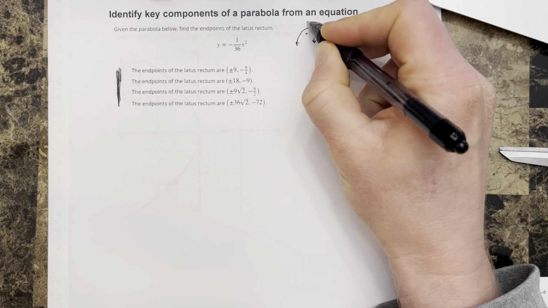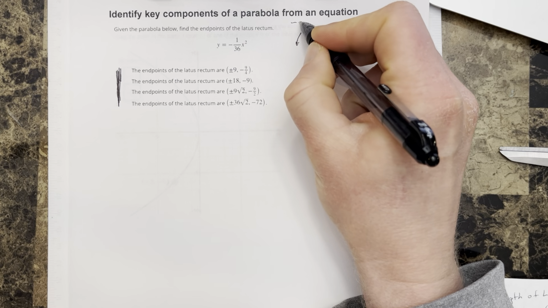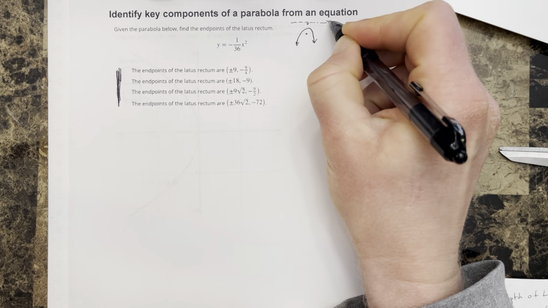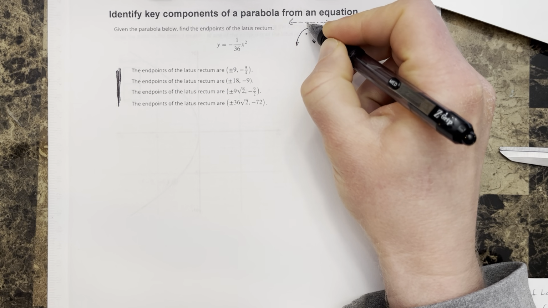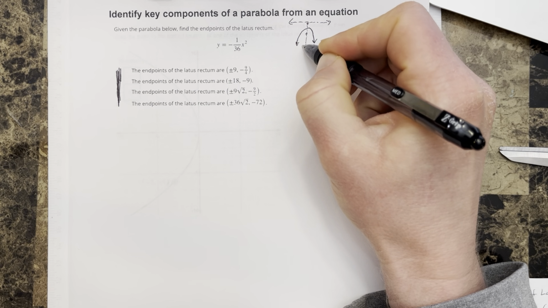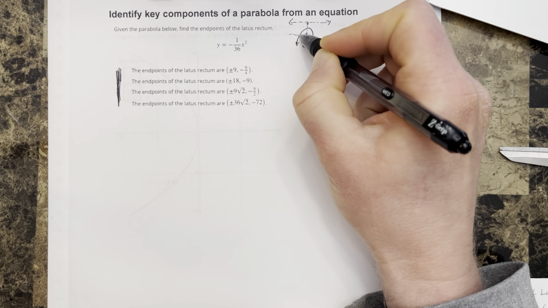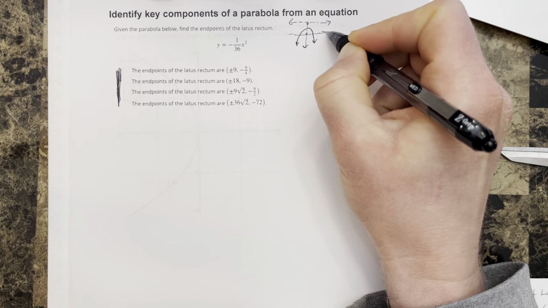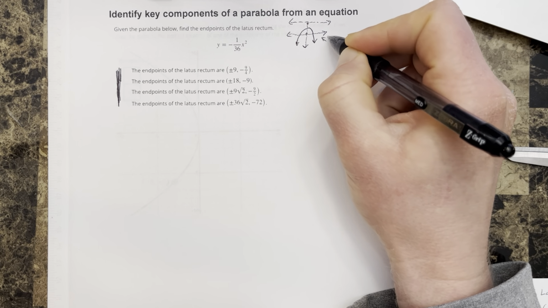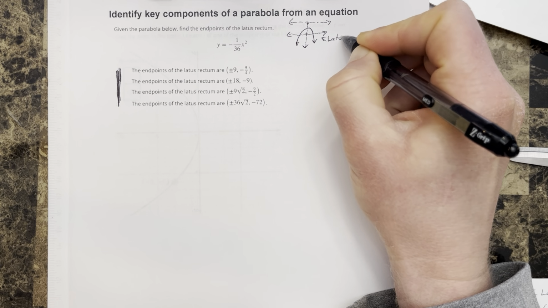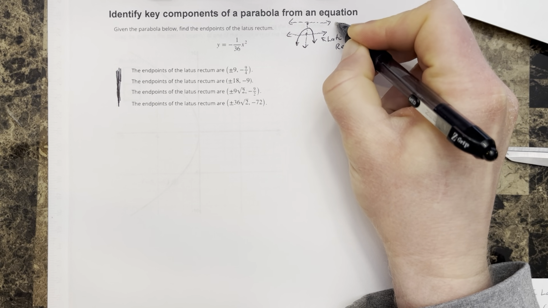In my previous videos, I did not talk about this yet. But the latus rectum is like the directrix. It's a perpendicular line to what's called the axis of symmetry. But unlike the directrix, the latus rectum actually crosses the parabola at two different points. And so this is the latus rectum, and this is the directrix.